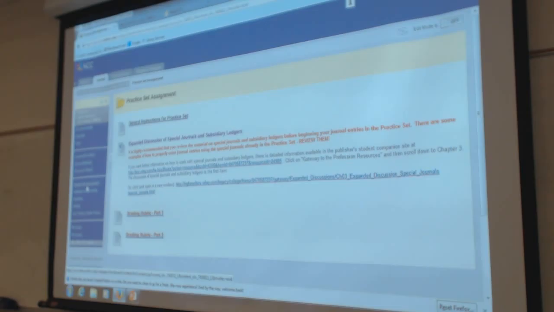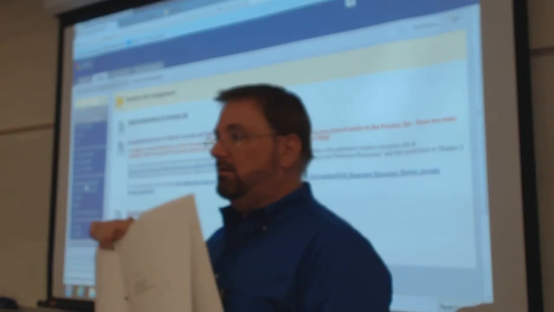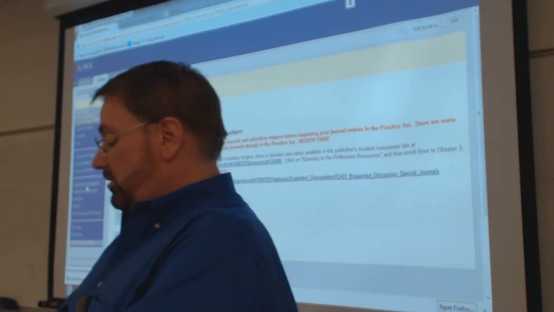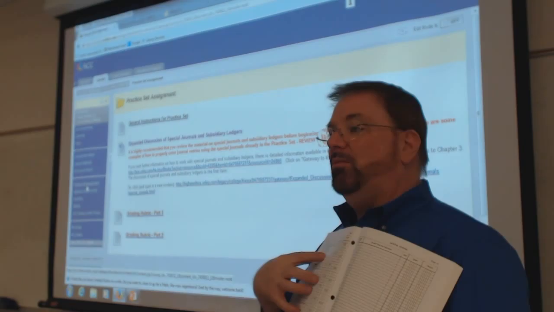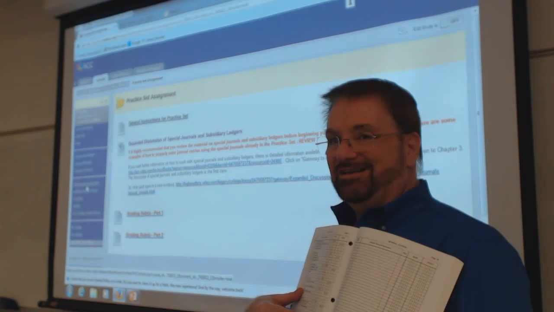So at this point, in step number three, let's flip over and take a look at some of these special journals. Now, your journals start on page 91. Journals start on page 91. And it gives you a list of the different journals that you will find. You've got the general journal, purchase and sales, cash receipts, and cash disbursements. Okay. So flip over to page 92.